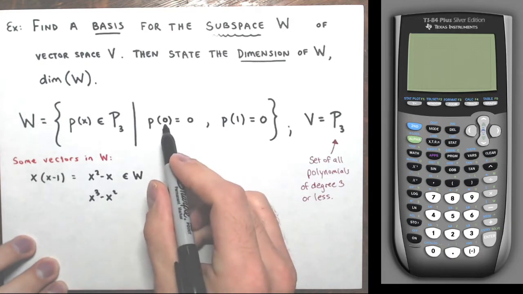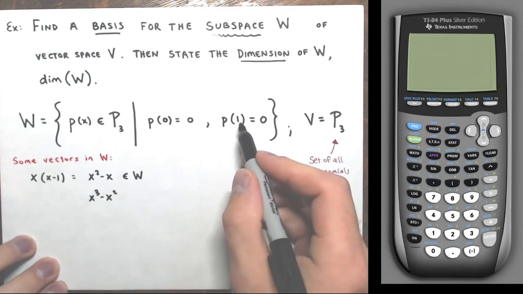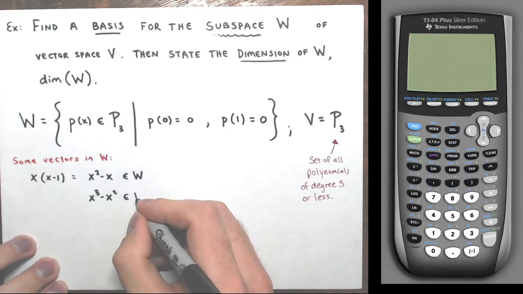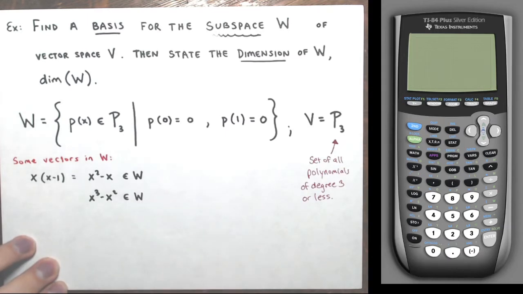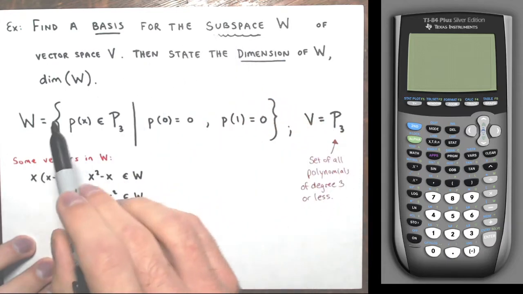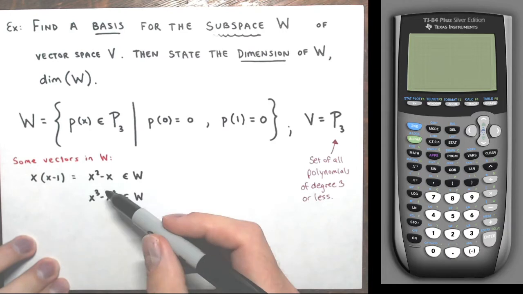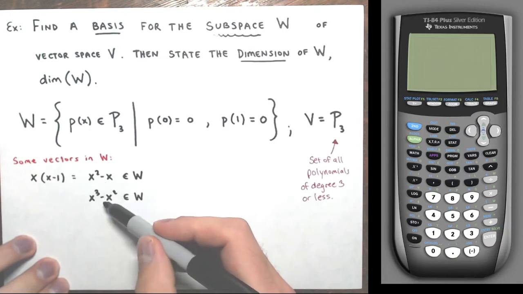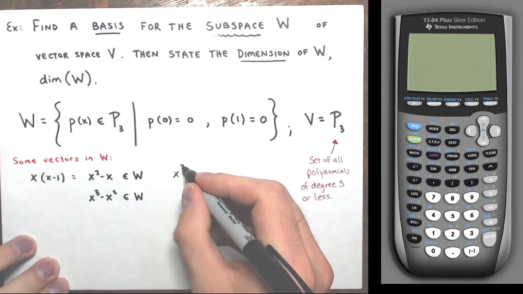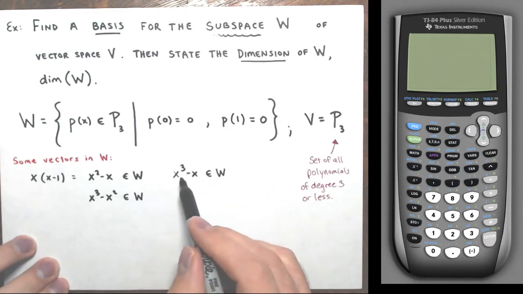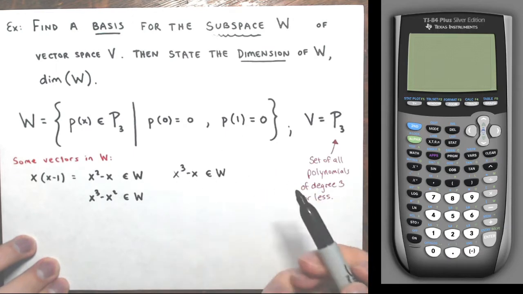right? When I plug in 0, this gives me 0. When I plug in 1, it gives me 0. That belongs to W. Again, since I know it's a subspace, it's a vector space, it should be closed under vector addition. So if I were to take these two vectors and add them, that would give me x cubed minus x. This should be in W as well. And let's see, I plug in 0, I get 0. Plug in 1 here, I get 0.